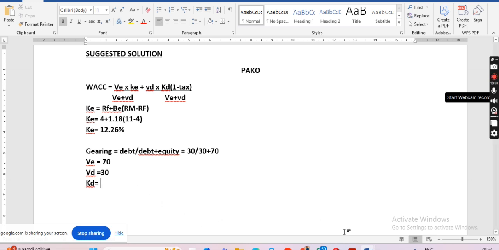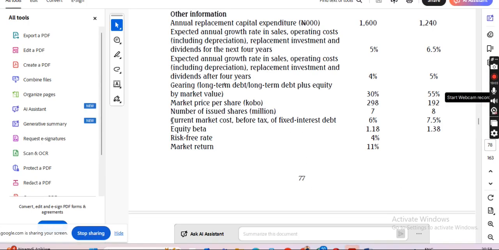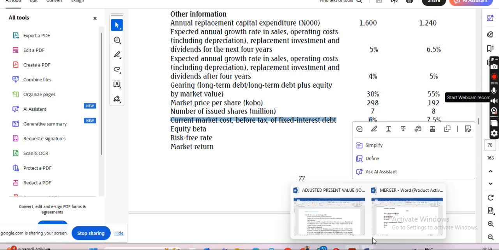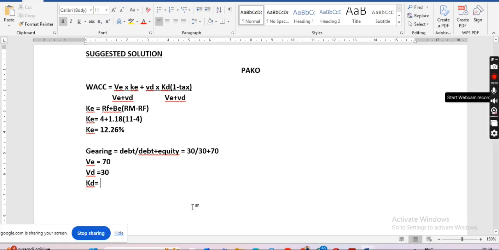The cost of debt. Let's quickly go back. We were told that the current market cost before tax is 6%. They say it is before tax. It is not post-tax, it is pre-tax. It means that there will be a tax relief. Don't forget, for every debt, there will be a tax relief, a tax shield, on it, because of the relevant tax authority.